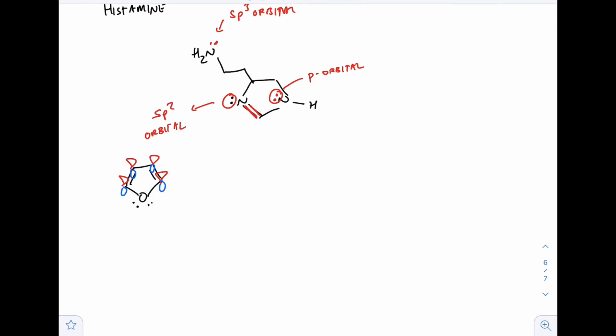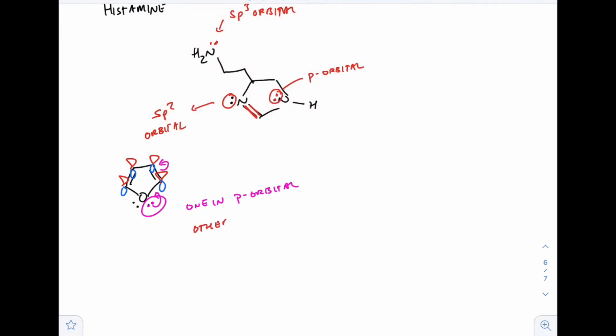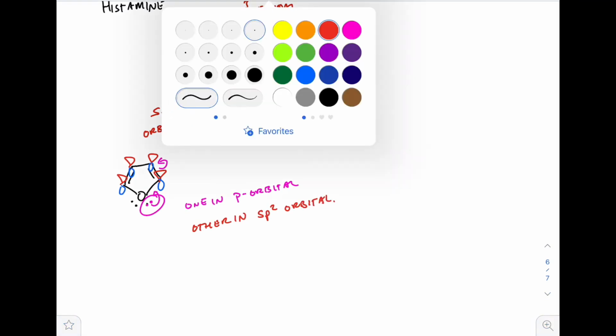There's 2 lone pairs there on that oxygen. Well, yeah, you can use one for resonance. We do that all the time. Okay. So that means that one of these is in a p orbital. And what does that mean for the other one? Well, the other must be in an sp2 hybridized orbital.